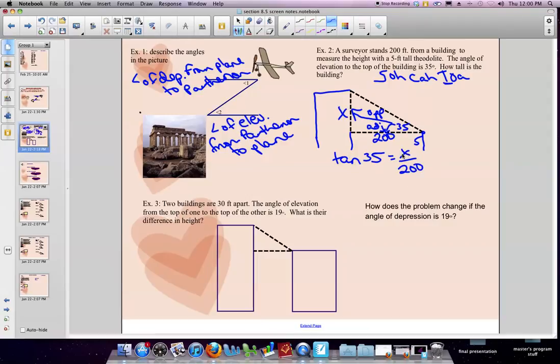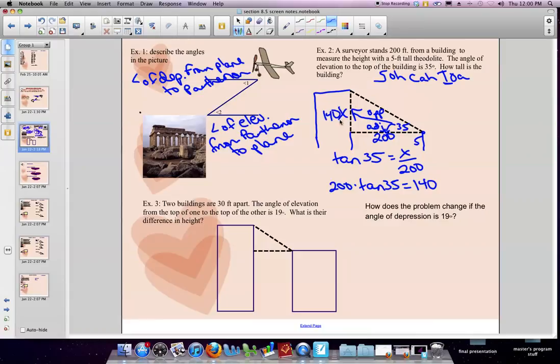Since the x is on the top, to get the x alone, I'm just going to multiply by 200. So I'm going to take 200 times the tangent of 35. And when I take 200 times the tangent of 35, I get 140. So that tells me that from here to here is 140. It's actually 140.04, but 140 is close enough.